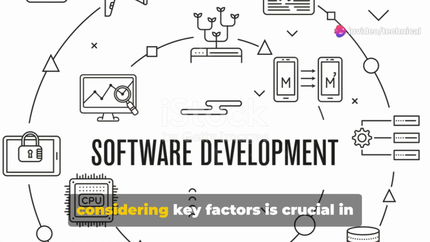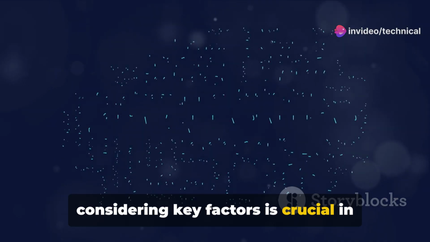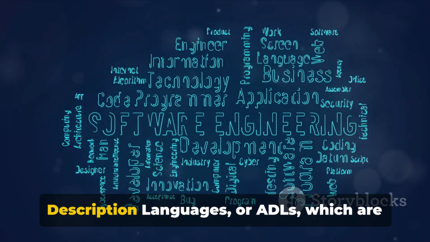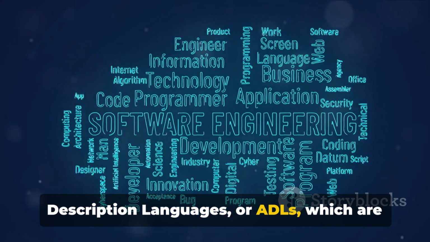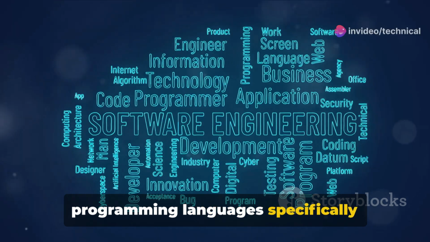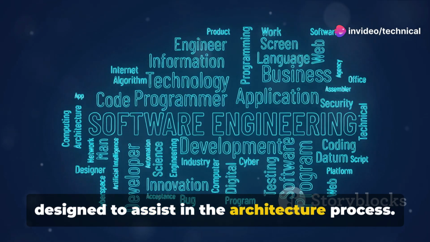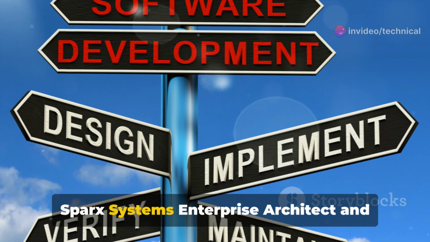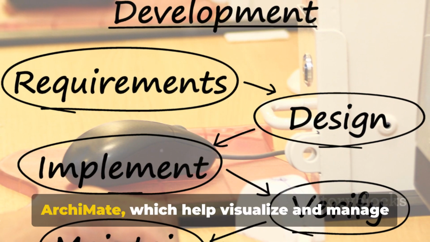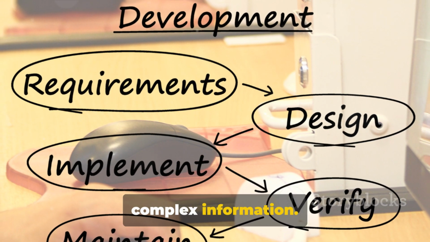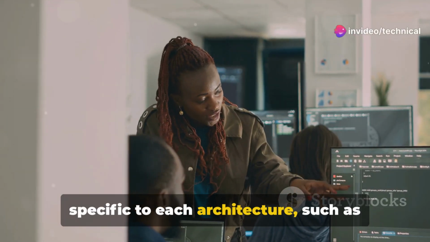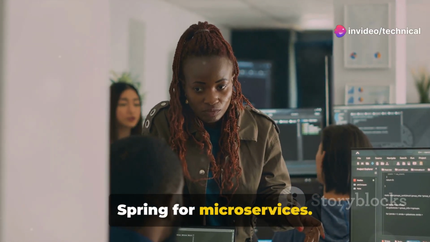Selecting the right tools and considering key factors is crucial in software architecture. The tools used might include architecture description languages, or ADLs, which are programming languages specifically designed to assist in the architecture process. Then there are modeling tools, like Sparx Systems Enterprise Architect and ArchiMate, which help visualize and manage complex information. We also have frameworks and libraries specific to each architecture, such as Spring for microservices.